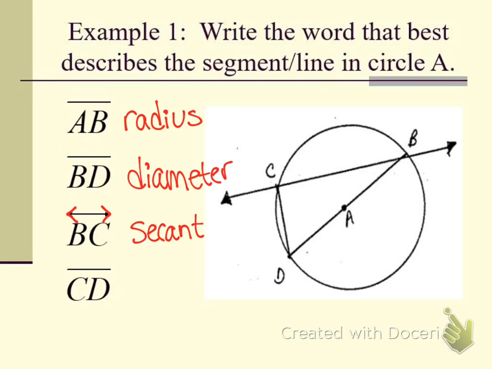Last but not least, we have segment CD. So that's on the side here. No thoughts about segment CD? CD would be a chord. So it doesn't cover much of our circle, but it does touch 2 points on the circle. It does not go through the center at all. So that one is a chord. It's also not a line. It doesn't extend past the edge of the circle.